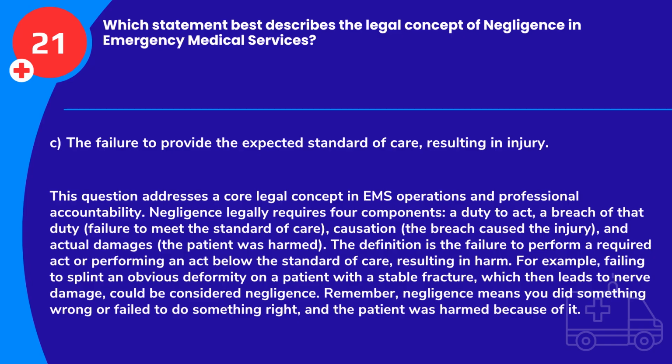The definition is the failure to perform a required act or performing an act below the standard of care, resulting in harm. For example, failing to splint an obvious deformity on a patient with a stable fracture, which then leads to nerve damage, could be considered negligence. Remember, negligence means you did something wrong or failed to do something right, and the patient was harmed because of it.